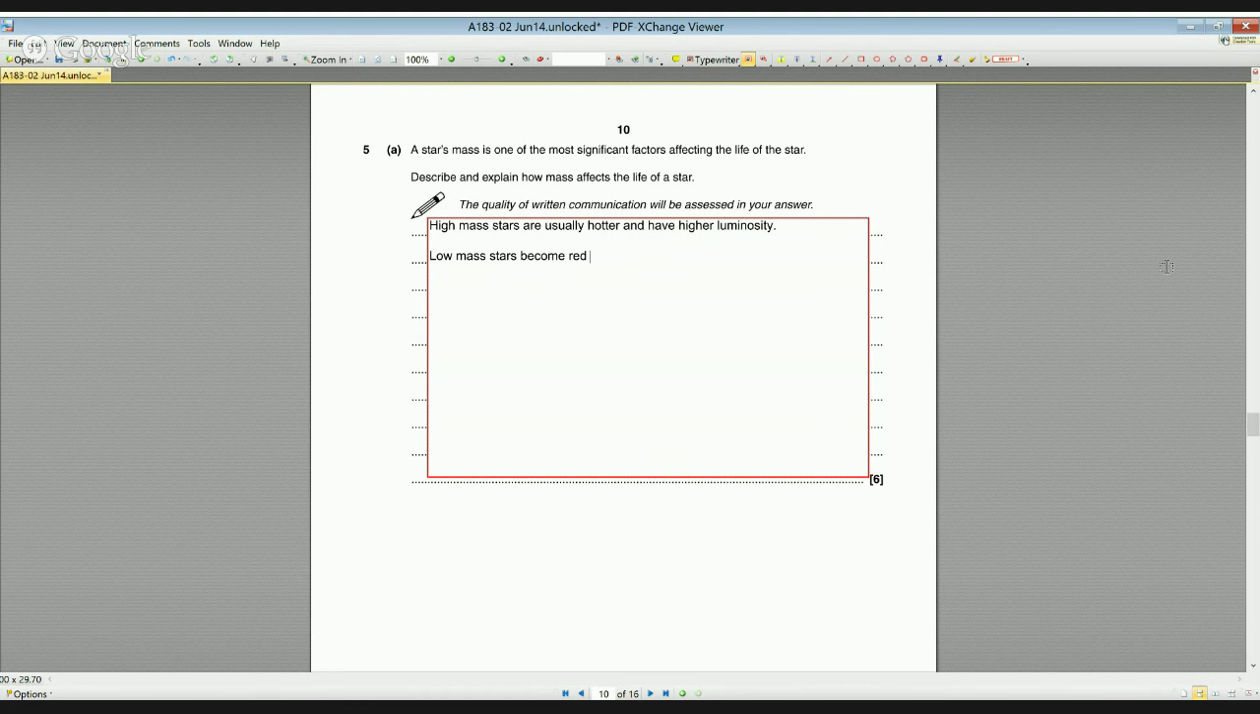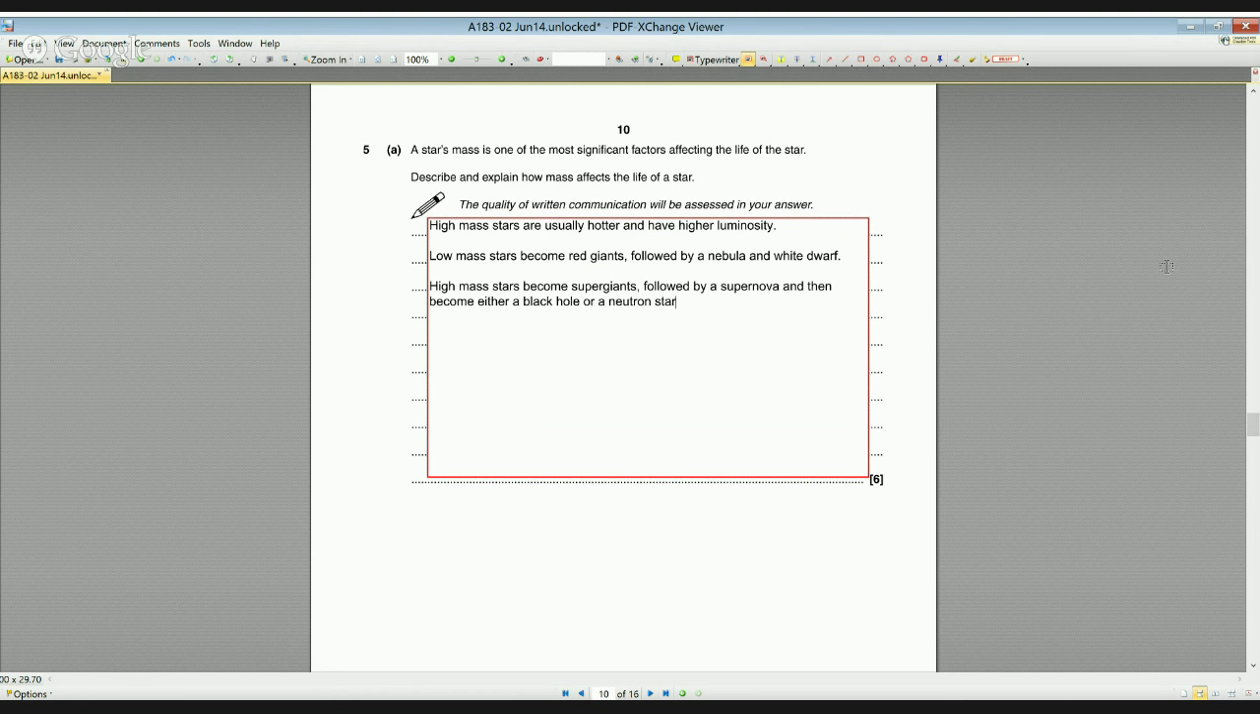become red giants. This is after the main sequence is finished. Once they've run out of hydrogen, they become red giants, followed by nebula and white dwarf. High mass stars, so these are ones that are significantly bigger than our sun, become supergiants, followed by a supernova, and then become either a black hole or a neutron star.